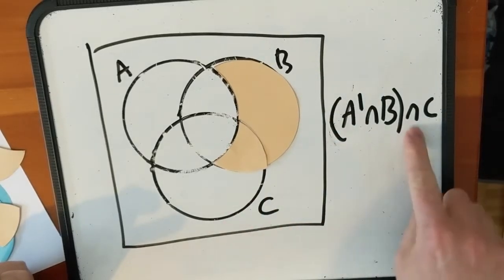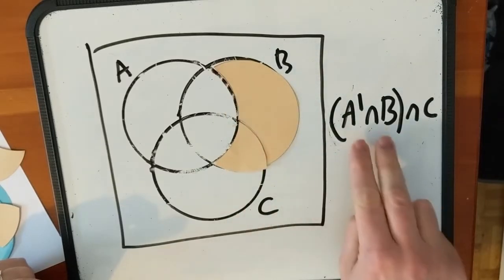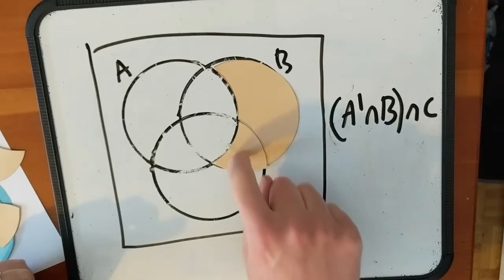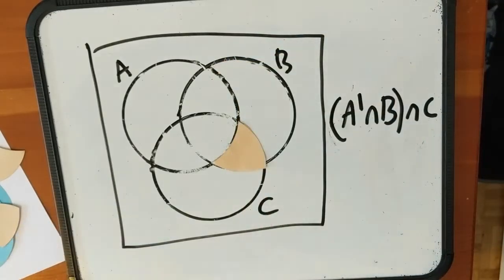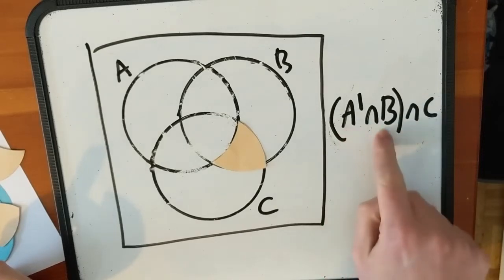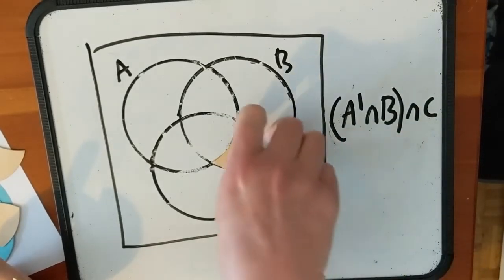Now we also want to know, when does this intersect C? So when does this part, which is the bit in brackets, also end up in C? It's just this bit, so we can take that away. So this bit here is outside of A and inside of B and inside of C.